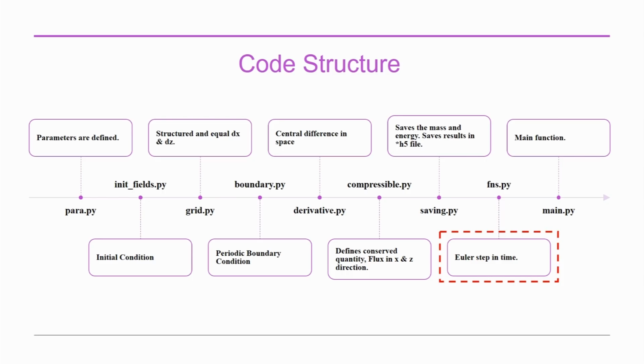this file. All these files are imported in FNS file, which runs our time steps where the conserved variables are updated and the fluxes are calculated, and the printing and the saving are also carried out in this step subsequently. The main file is the one that we run, where the initialization of the program takes place and the iteration starts. The Euler time step is the most time consuming portion of the code, and we will be seeing its optimizations.